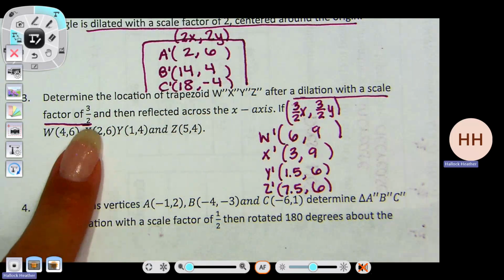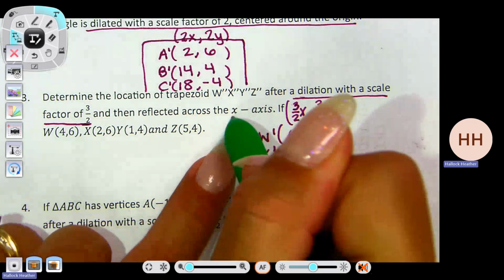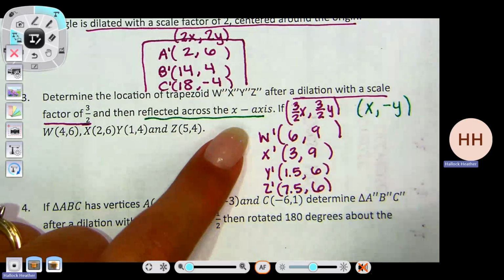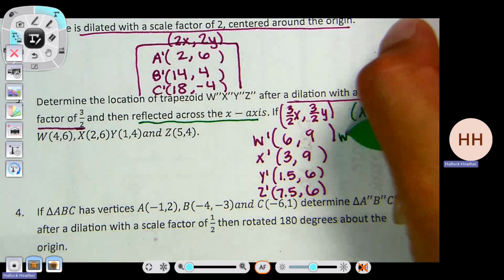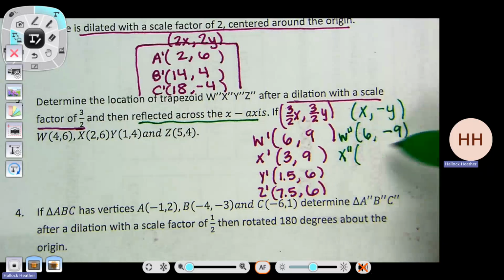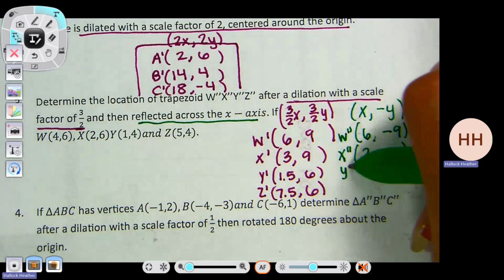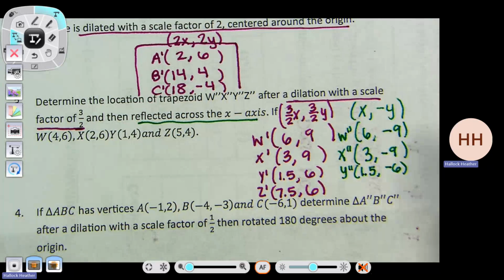You're multiplying by 3/2. Okay, now you're reflecting across the x-axis. The rule is that your x stays the same, reflect across the x-axis, x stays the same, y becomes negative. So if it was 6, 9, what is it now? 6, negative 9. If it was 3, 9, what is it now? 3, negative 9. Y will be 1.5, negative 6, and Z will be 7.5, negative 6.